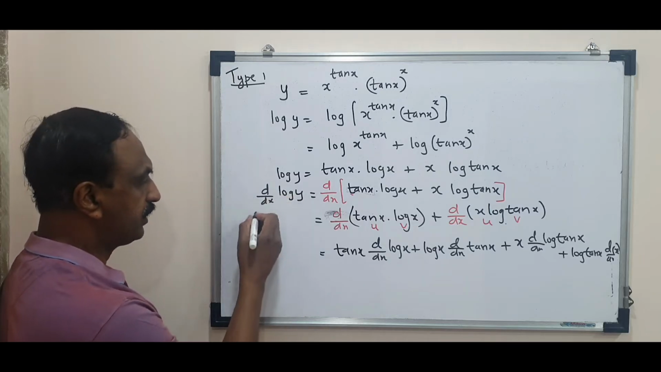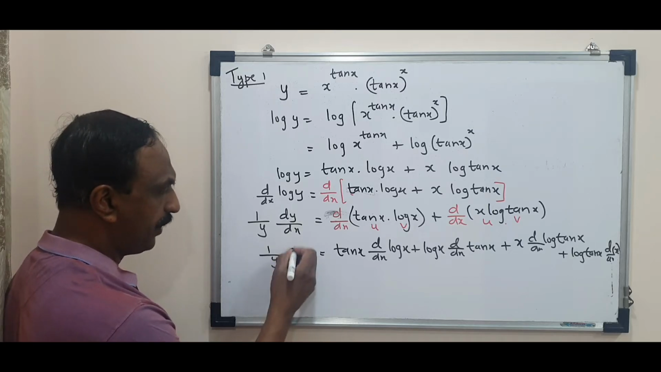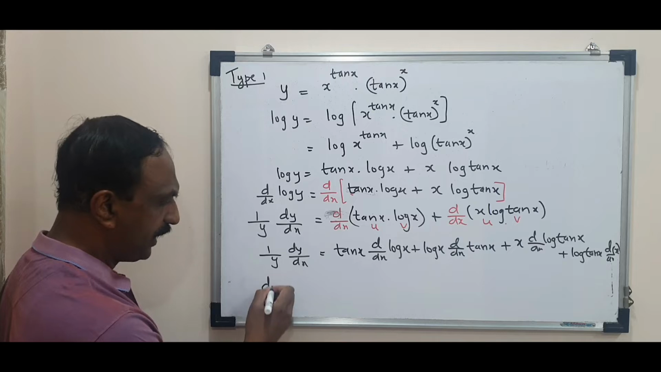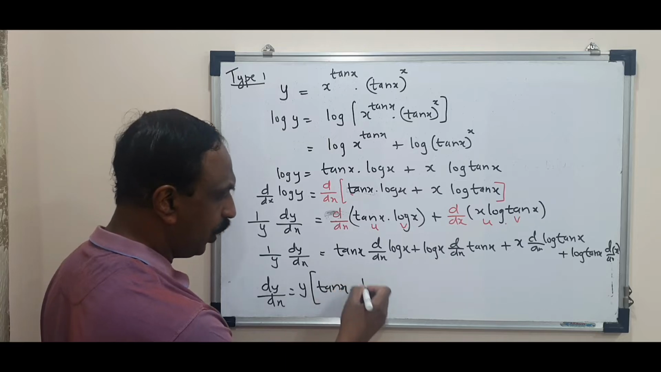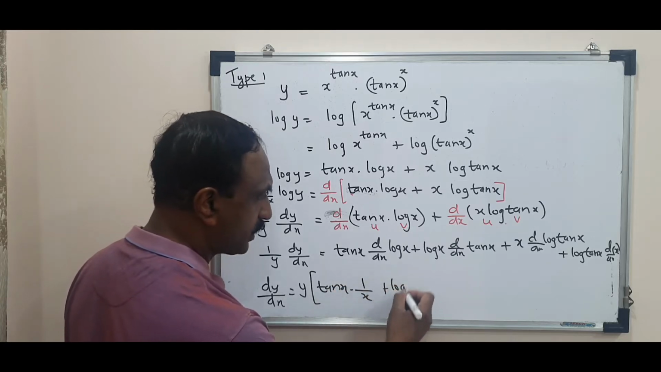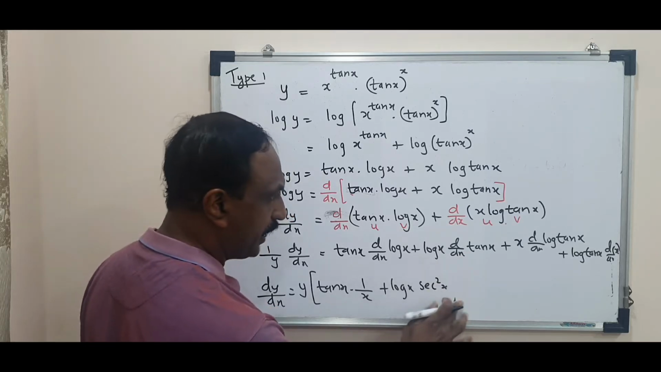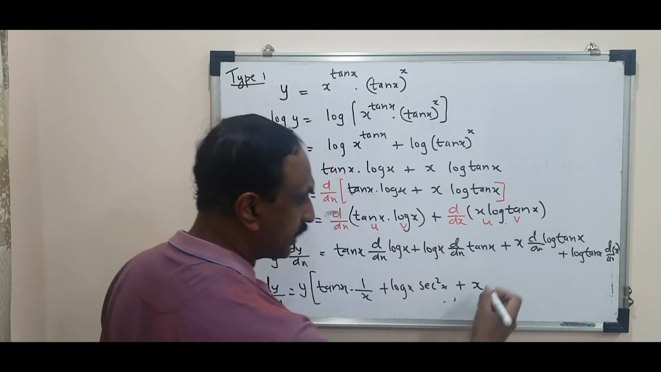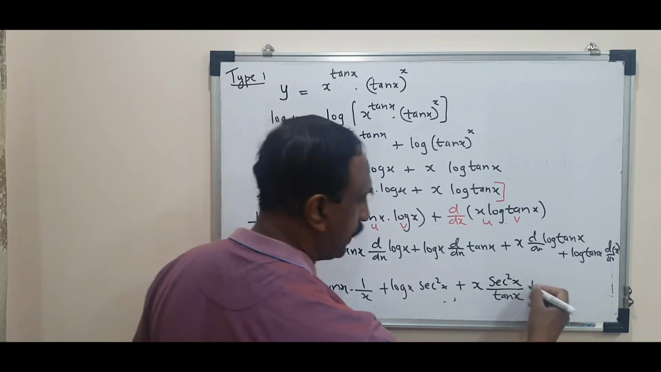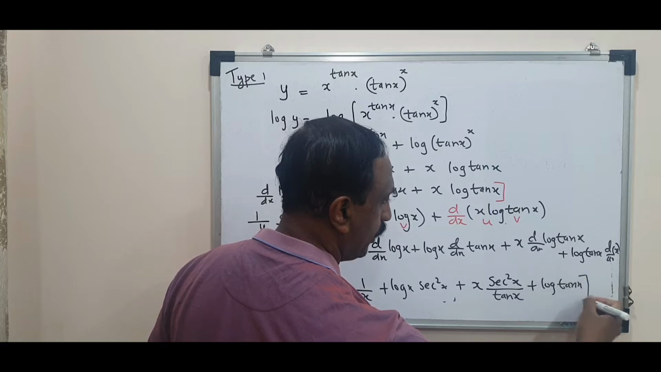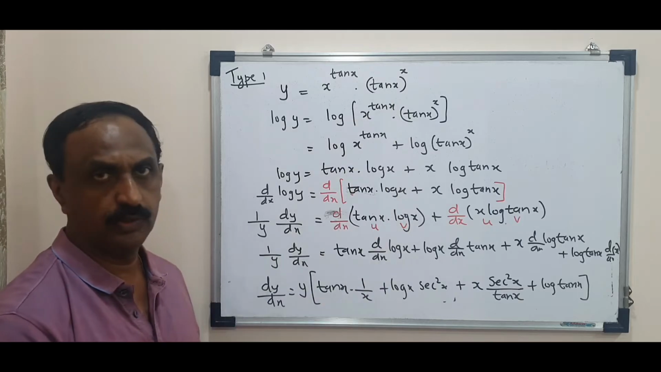So what about the left hand side? This will be 1 by y dy by dx. So I can write 1 by y dy by dx is equal to this. So dy by dx will be, y will get cross multiplied, tan x into log x, derivative is 1 by x, plus log x into derivative of tan x is sec square x, plus x into derivative of log tan x, sec square x upon tan x, 1 upon tan x into derivative of tan x, plus log tan x into derivative of x, which is 1. Now I can replace this y by the function which is given to you, and that becomes my answer.